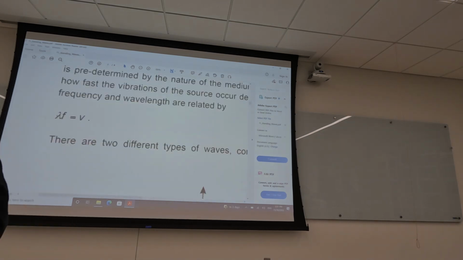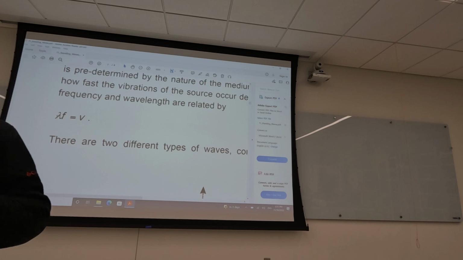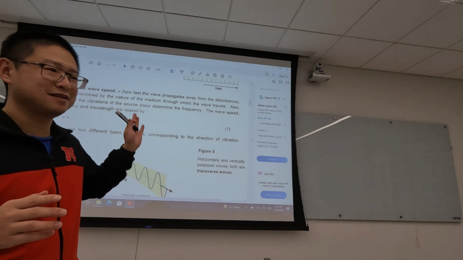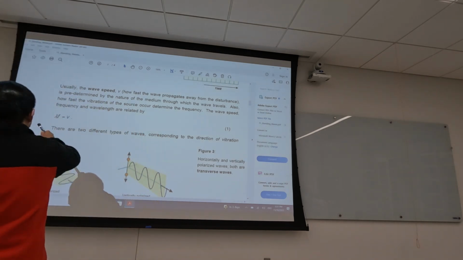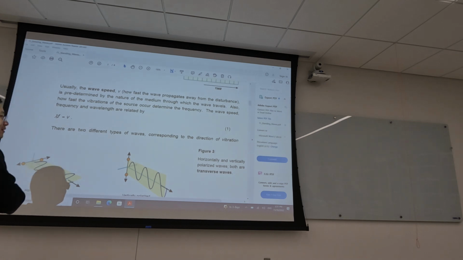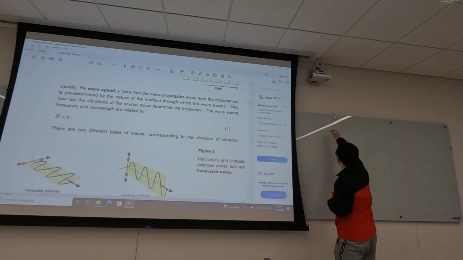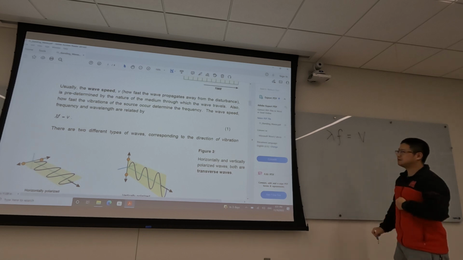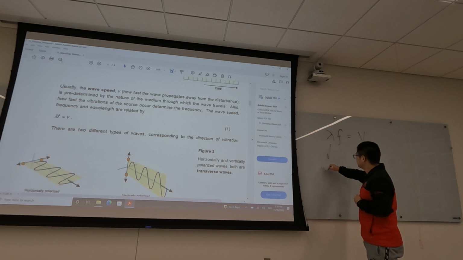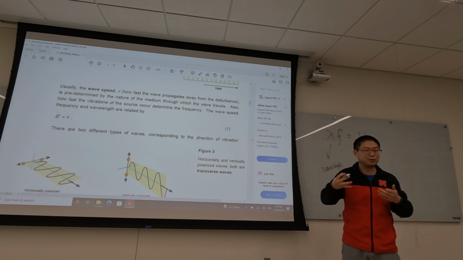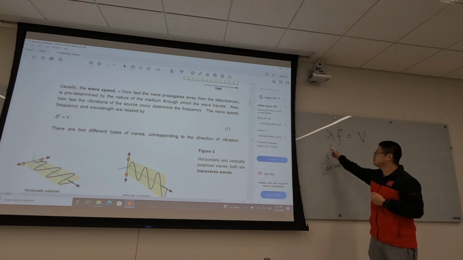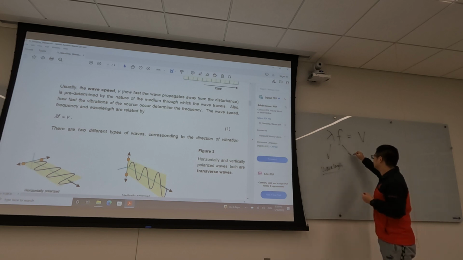So the most important equation is this equation. Let me write down this equation, and then we will introduce the three symbols, lambda, f, and v, and what each represents. So this is the most important equation. Lambda is called wavelength. Later I will introduce how to calculate the wavelength. Here you just remember it is wavelength. f is the frequency.